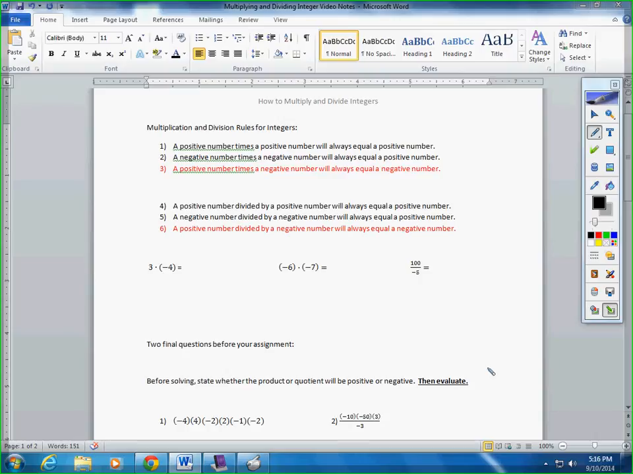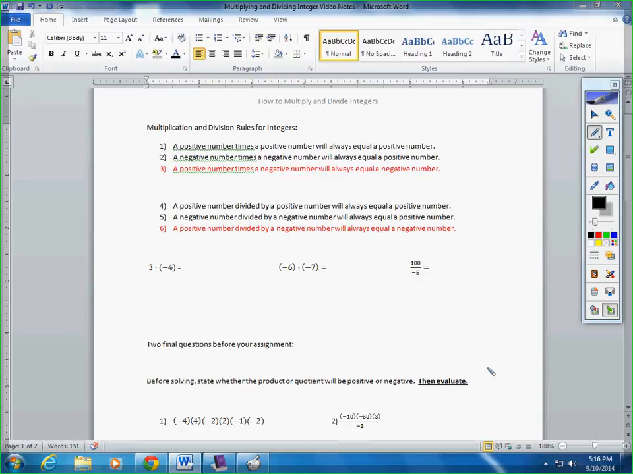Okay, so here we go. The multiplication rules are the first three numbers, and the division rules are the next three. So, our rules state this. A positive number times a positive number will always equal a positive number. For instance, you might have 6 times 2. You all know that's 12. You've known that for years and years and years.